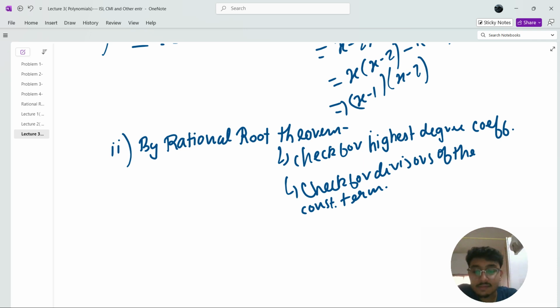And number 3 is the great mathematician Guru Sridharacharya's formula, the quadratic formula.